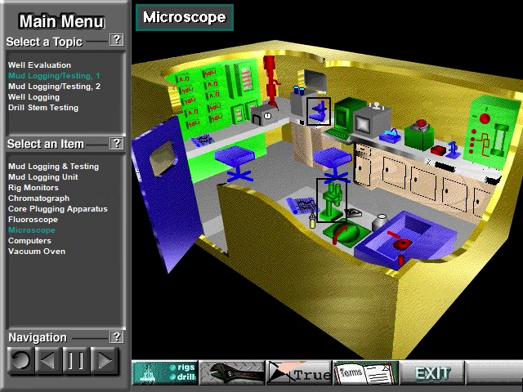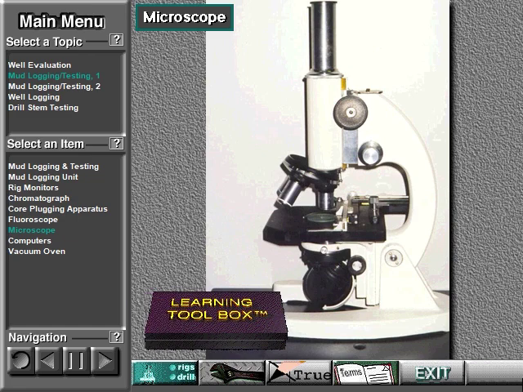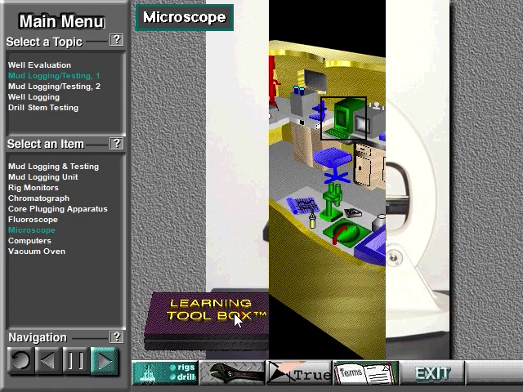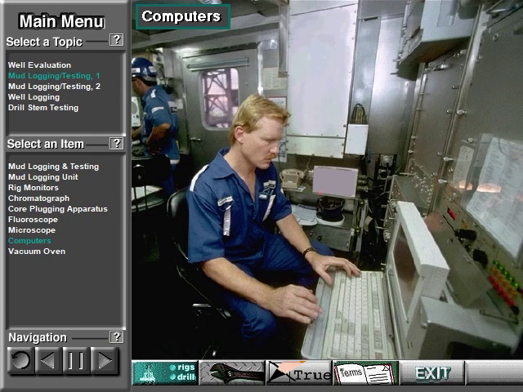A microscope, this unit has two, helps the mudlogger or geologist identify formations. By looking at cuttings or plugs under the microscope, the loggers can note very small rock characteristics. They may also find fossils that help identify the rock. Computers help mudloggers analyze, interpret, and report information they gain from mudlogging equipment. In some logging units, powerful computers directly read drilling information, process it, and print out detailed reports on the status of the well.